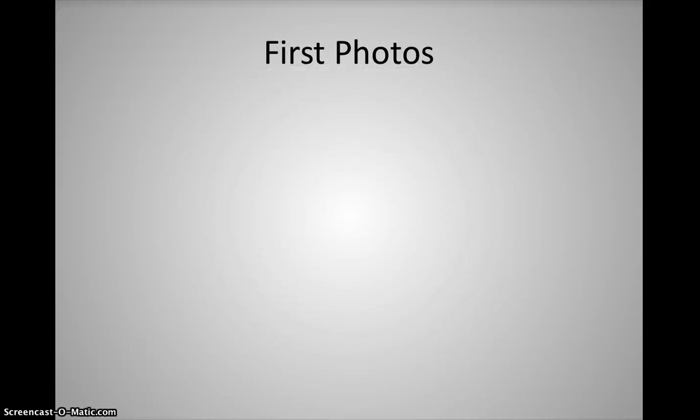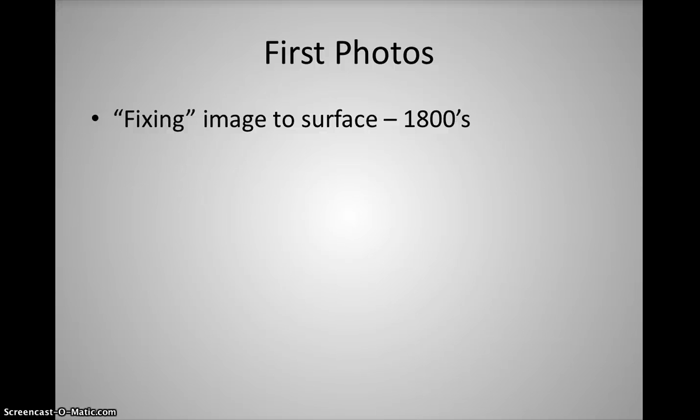So the first photographs: fixing an image to a surface. Of course we know that light comes through a hole into a dark chamber. Hundreds of years ago, artists would draw that image onto a white surface. Scientists for the longest time were trying to figure out how they could use chemicals to capture that light onto a surface. And that came about in the 1800s.